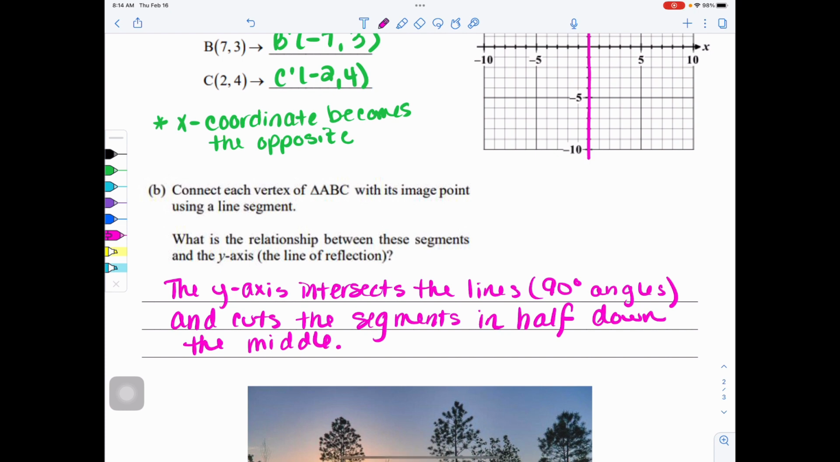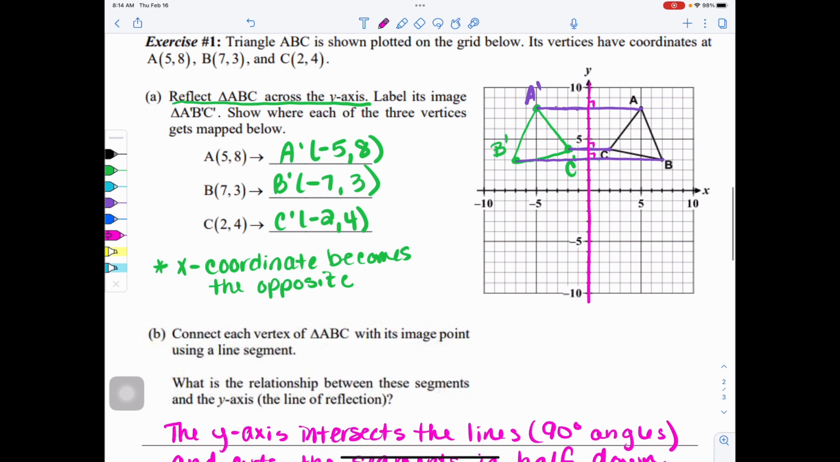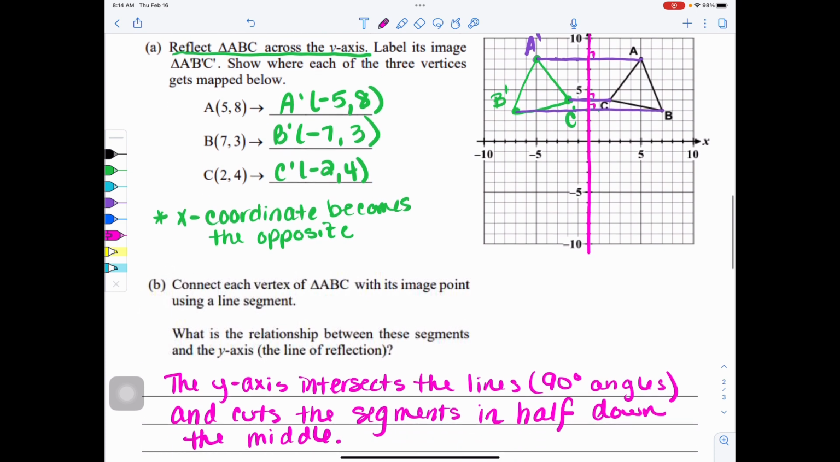So this is a helpful way to check your answer for a reflection. Pay attention to where your line of reflection is. If you were to connect the vertices of the original shape and the new shape, that line of reflection should cut those segments right in half down the middle. And if it doesn't, that means that we have not created a true, correct reflection.